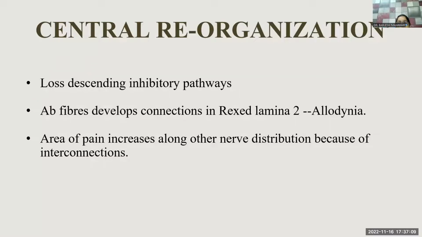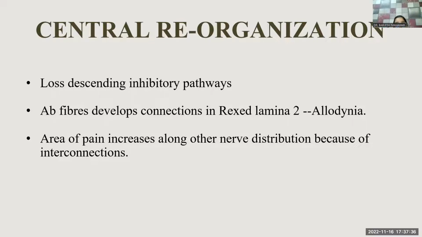So central reorganization again has three factors. The first is the loss of the descending inhibitory pathway. Now, what we have learned in modulation is that the descending inhibitory pathway is one of the strongest modulation mechanisms in our body. So in case that is lost, the central reorganization is the phenomenon after the loss of those inhibitory pathways.